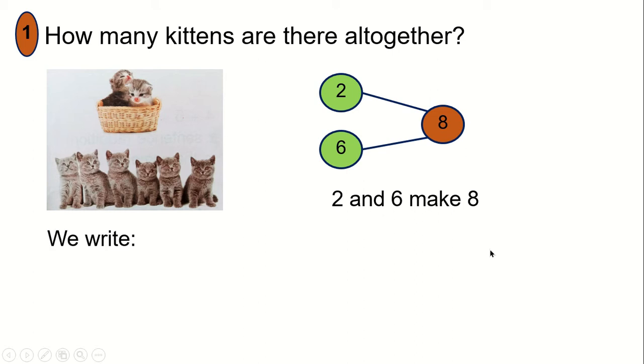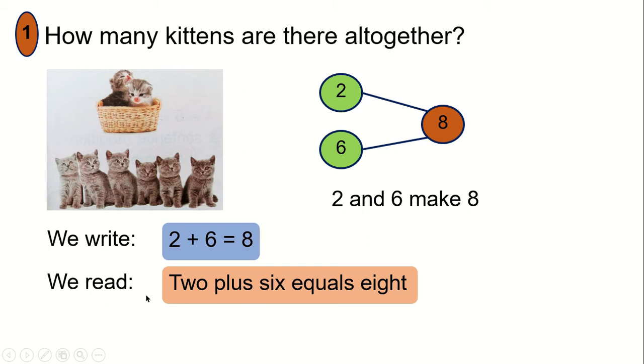Okay, now we can write this as an addition number sentence to have 2 plus 6 equals 8, and then we can read it as 2 plus 6 equals 8. Okay, so there are 8 kittens all together.